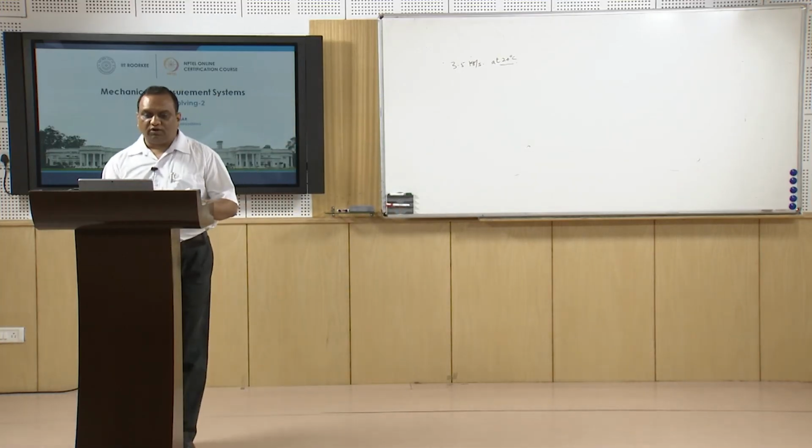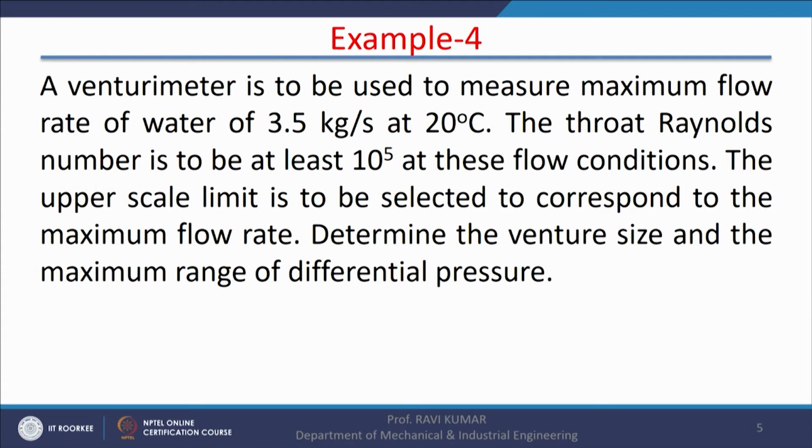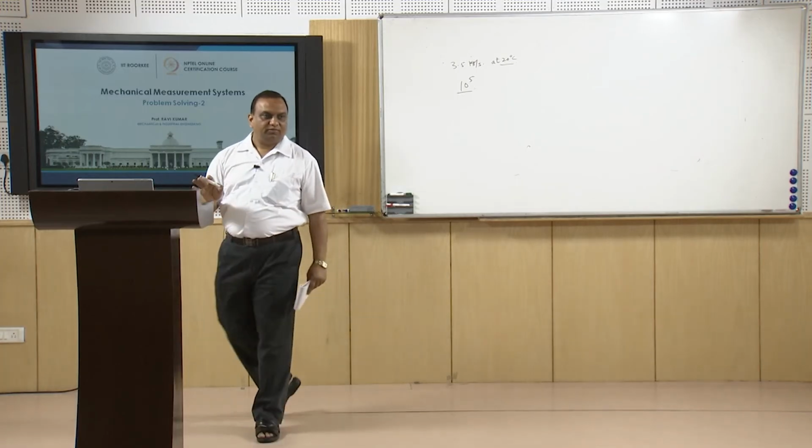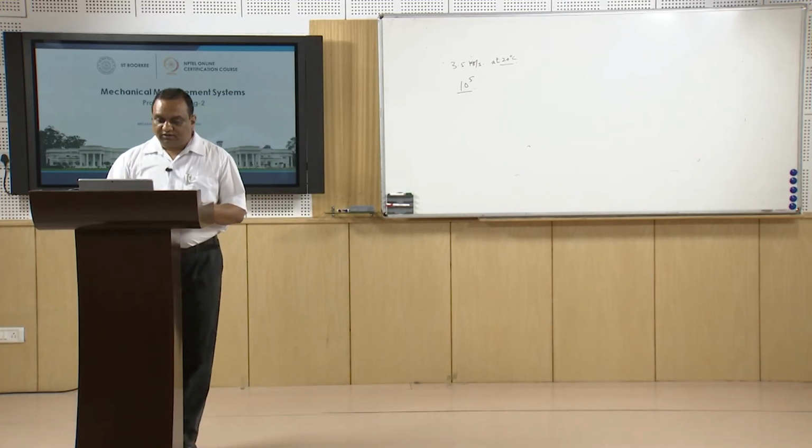The throat Reynolds number is to be at least 10 to power 5. The minimum Reynolds number at the throat has to be 10 to power 5. It can be 10 to power 6, 10 to power 7, 10 to power 8, but the minimum Reynolds number has to be maintained at 10 to power 5.